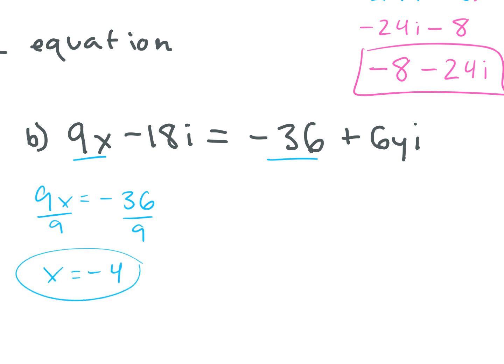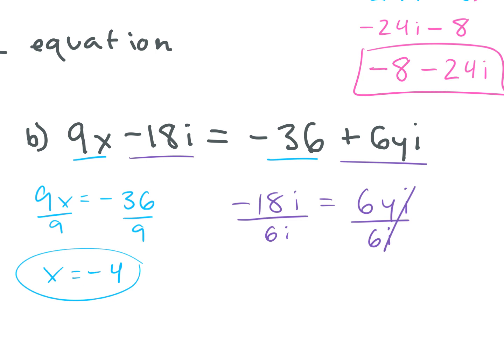Perfect. And then let's do the same thing with our imaginary parts. So negative 18i is equal to 6yi. How would I solve for y? I can divide by i. What else am I dividing by? 6. So we can just do both things at once. Let's divide by 6i. So negative 18 divided by 6 is negative 3. Negative 3 is equal to y.